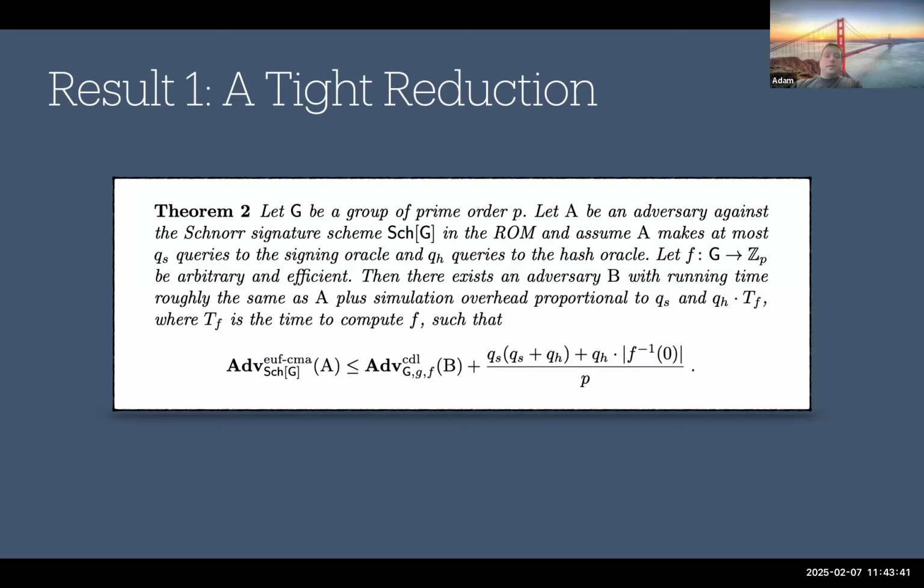Why does the F show up in the running time? It shows up because the number of times you compute F is proportional to the hash queries of the forger.